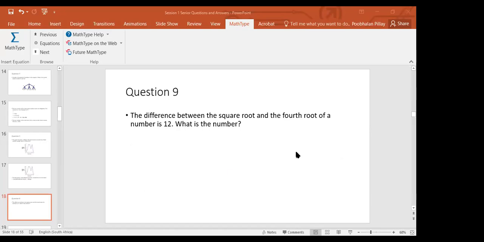The difference between the square root and the fourth root of a number is 12. What is the number? Okay, and this is another example where you might want to use x and say, let x be the number.